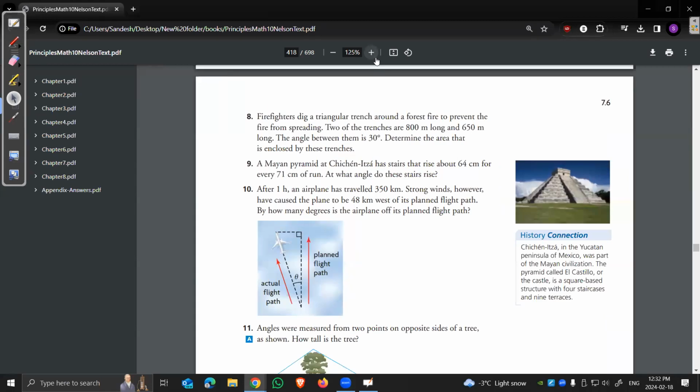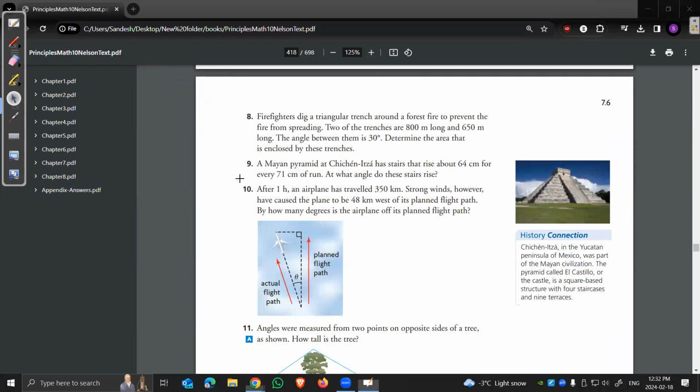All right. So this stuff is not too bad. It's mostly just SOHCAHTOA. The difficult questions are going to be where they don't give you a diagram. Let's take a look at this question.